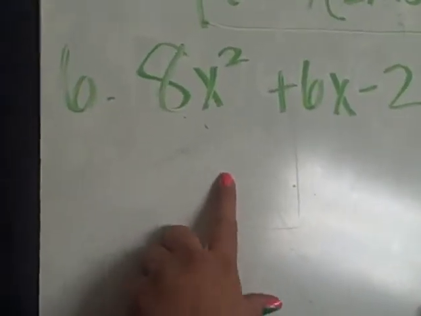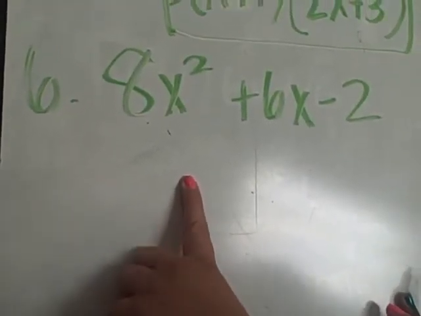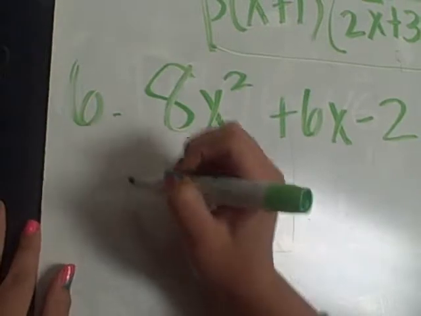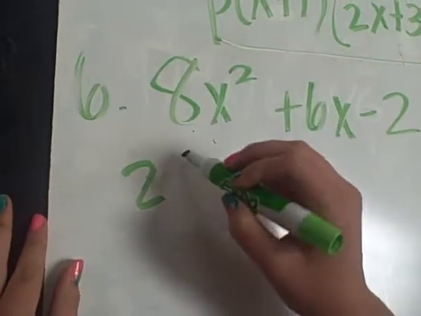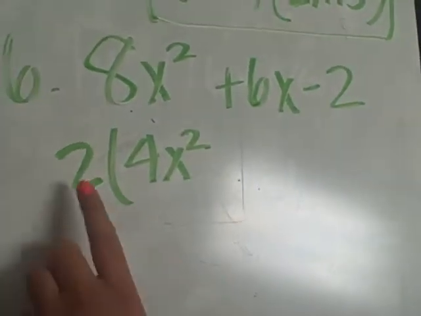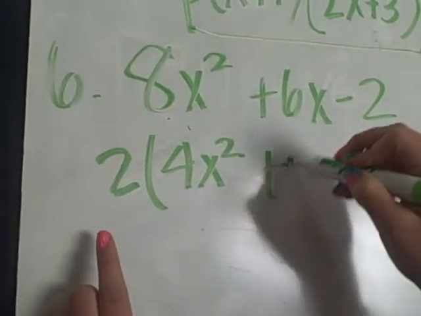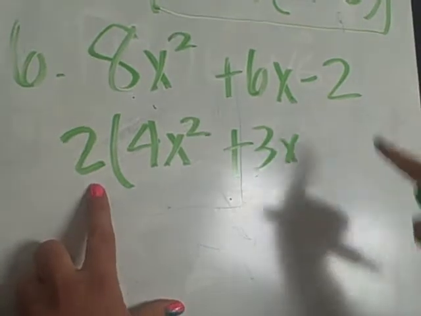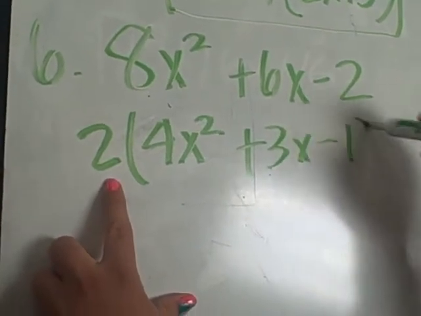For this one, the greatest common factor is 2. So you pull out your 2. 2 goes into 8x squared 4x squared times. 2 goes into 6x 3x times. 2 goes into negative 2 negative 1 times.